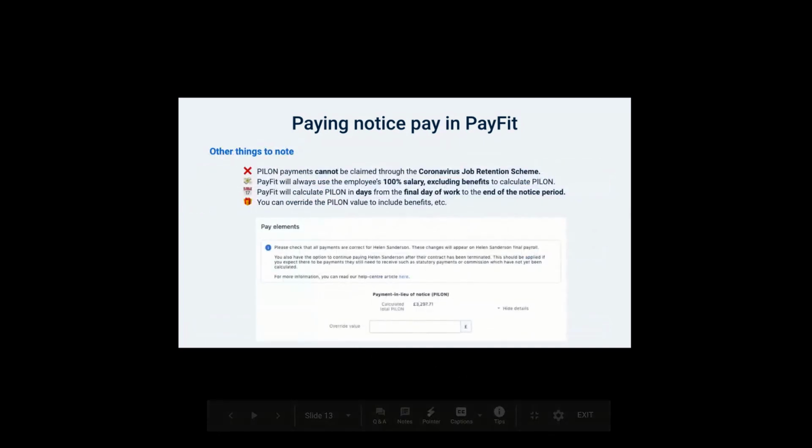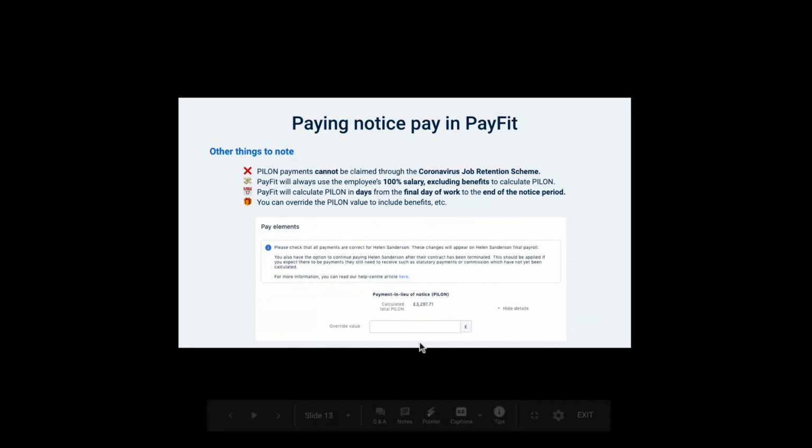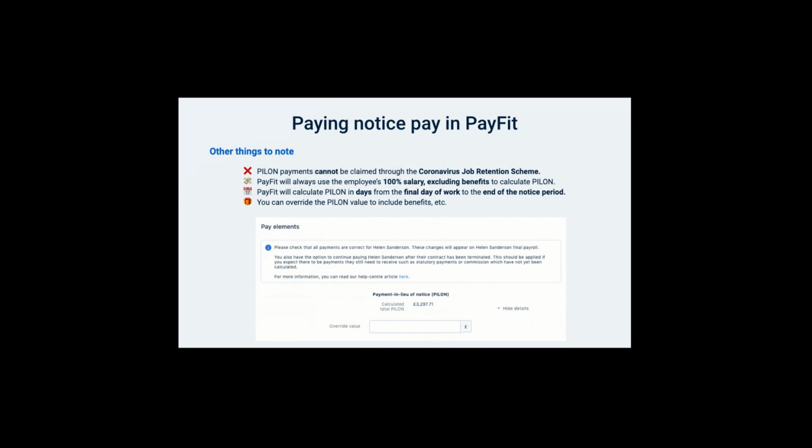And we just have some other things to note as well on paying notice pay in the PayFit app. Employees who remain employed during their notice period, who are also on furlough leave, can have their notice pay claimed through the coronavirus job retention scheme. But if you are making a one-off lump sum when the employee is terminated, such as this figure here, this amount cannot be reclaimed through the coronavirus job retention scheme.